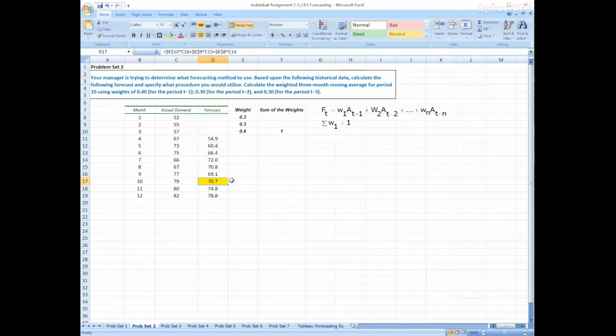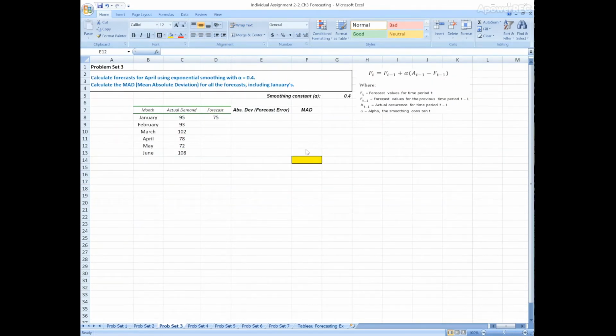Let's move on to the next question. For the next question, we need to forecast April using simple exponential smoothing, and then calculate the mean absolute deviation for all the forecasts. Exponential smoothing is widely used in ordering inventory in retail firms, wholesale companies, and service agencies.